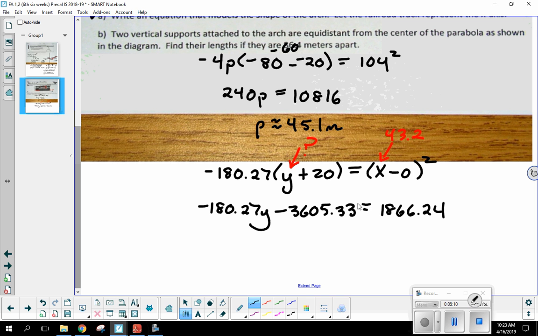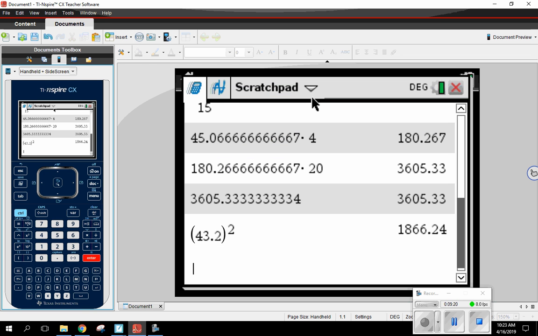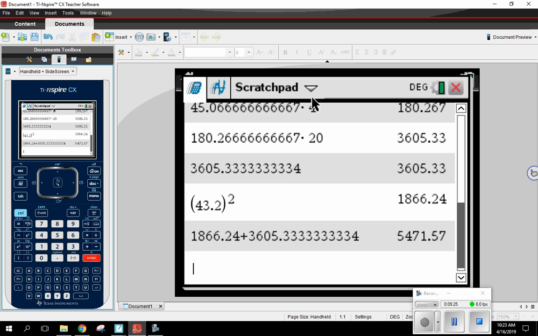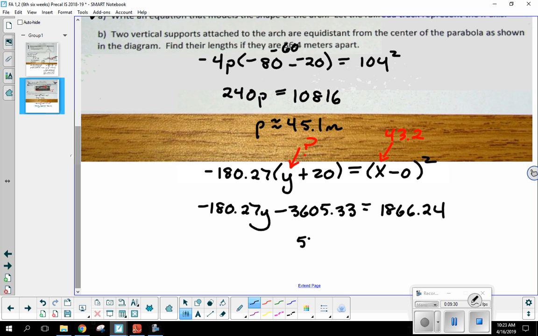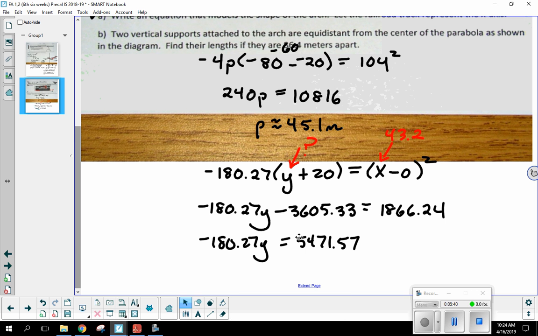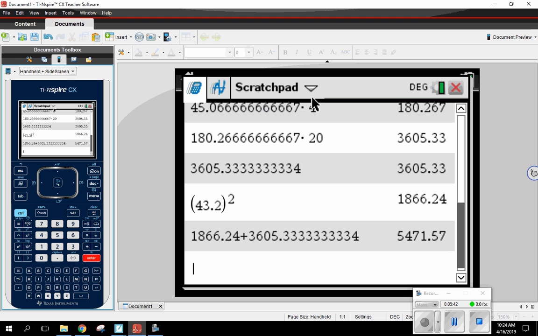1866.24. Okay. And all we have now is just a simple two-step equation. I want to add the 3605.33 to the 1866.24. So let's see what I get there. Let's go ahead and add that guy right there. So I'm getting 5471.57. That's equal to negative 180.27y. And all I got to do now is divide this by the 180.27. And we should have my answer.